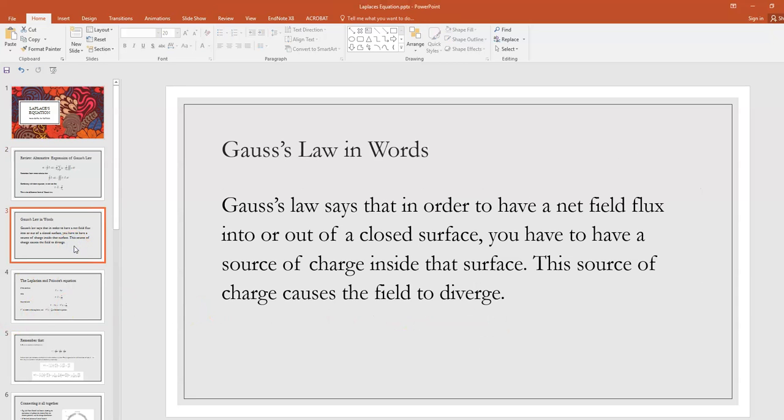Okay, so I think I said all that in words, right? Gauss's law says that in order to have a net field flux into or out of a closed surface, you have to have a source of charge inside that surface, and that source of charge causes the field to diverge.